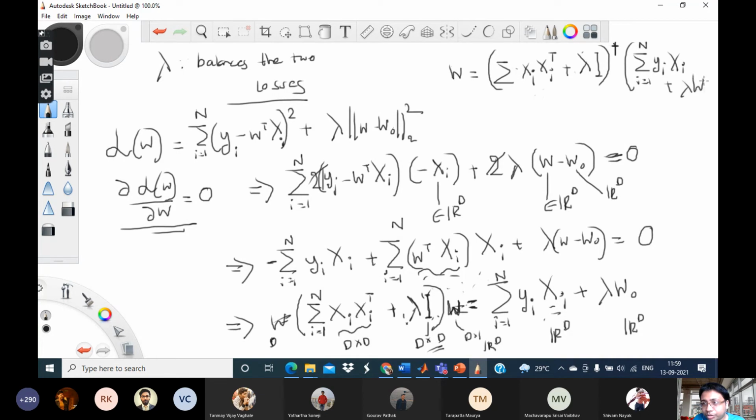Plus lambda W naught. Okay. So now you can check that if lambda is equal to 0, then what happens? Lambda equal to 0 means, remember that lambda is the relative importance of the structural loss. So if lambda equal to 0, then the structure is not at all important to me. So then what happens? W is equal to WOLS, right?